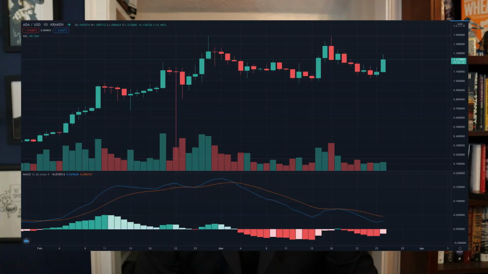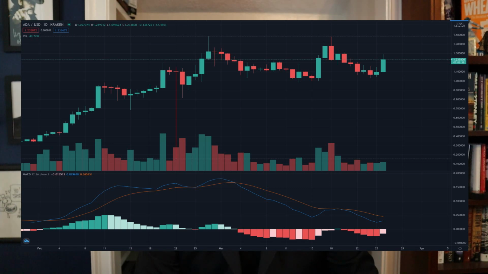Now, let's take a look at Cardano. So this is a good example of a fake out in the MACD, in my opinion. So you can see where we bottomed on March 15th. We thought we were rebounding, but the crossover wasn't a clean X, but instead the lines, the EMAs that is, aligned with each other March 19th, and we dropped again from there.